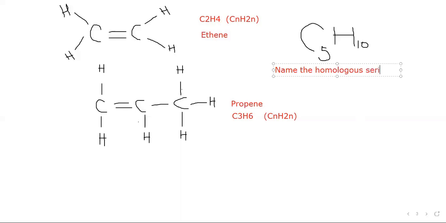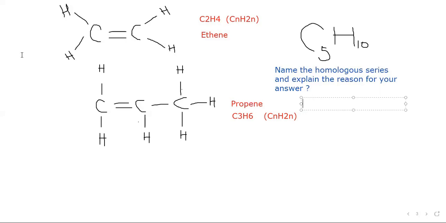Name the homologous series and explain the reason for your answer. Think about it, please, and then come up with the response. It's a 2 mark question as per the IGCSE specifications. Take your time. Answer the question: name the homologous series and explain the reason for your answer.